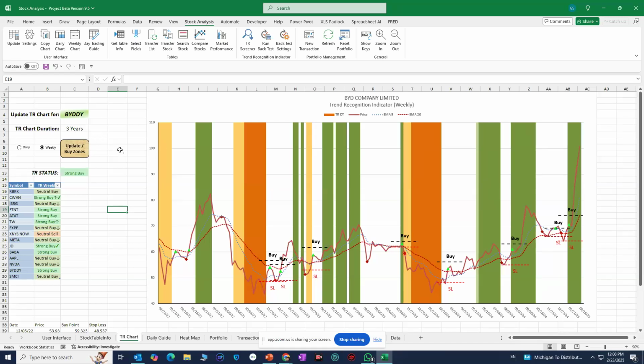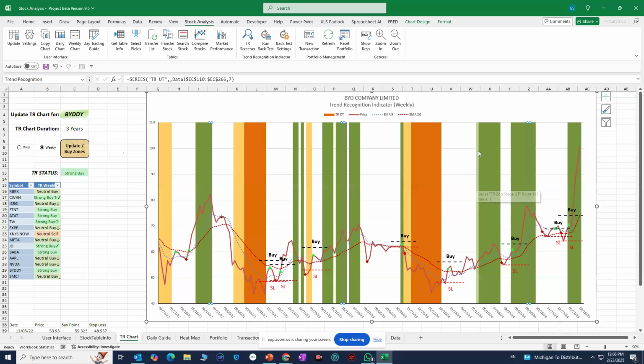What it is telling us is that BYDDY has generated these buy signals on a weekly chart for the last 3 years. And we can provide a list of different ticker symbols and see their current status. BYDDY is in a strong buy zone right here, which is shown by this dark green color. If it is a normal buy zone, or just a buy zone, then it should be shown by a light green band, like this one where my cursor is.